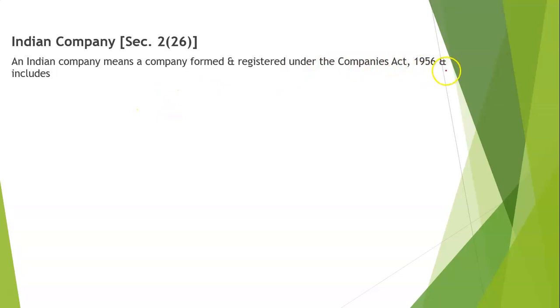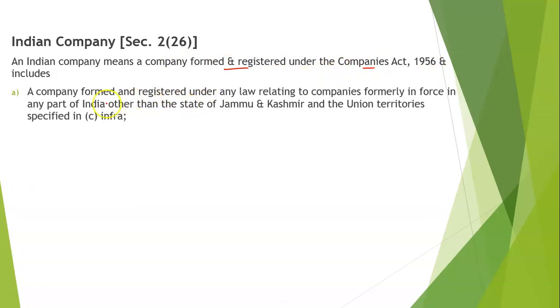So this is the same thing that we were discussing till now. A company formed and registered as per the Companies Act, but also includes a company formed and registered under any law relating to companies formerly in force in any part of India other than Jammu and Kashmir and the Union Territories. Alright, so a company which was set up by a law which was in force before Companies Act 1956, which is located in any state other than Jammu and Kashmir or the Union Territories.